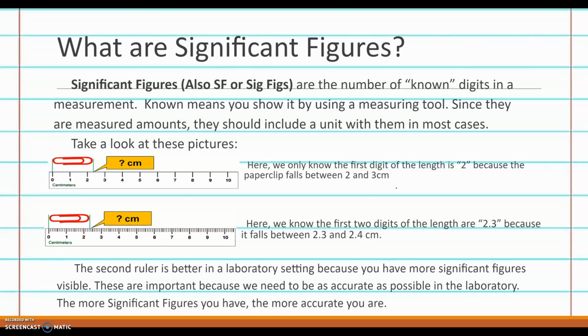Now the bottom ruler is better to use in a lab. This is because it has more significant figures visible. In the laboratory, we need to be as accurate as possible. Therefore, the more significant figures you have, the more accurate you're being.